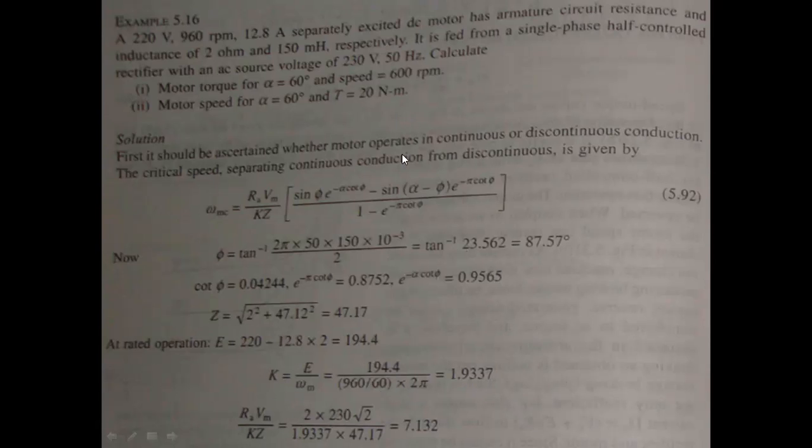So substitute all the values here. First find out this one, Ra Vm by Kz. Ra is 2, Vm is 230 into root 2, because the AC voltage is given as 230 and you have to take the peak value, by K is 1.9337 into Z is 47.17. So total this value is 7.132, and the remaining we substitute here.